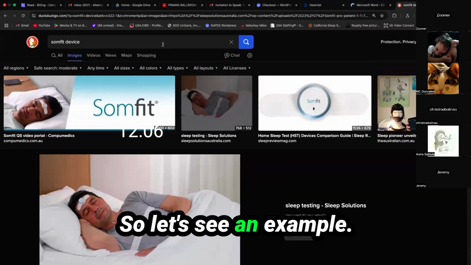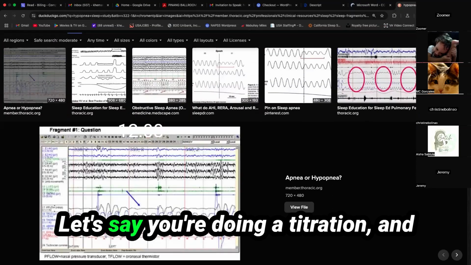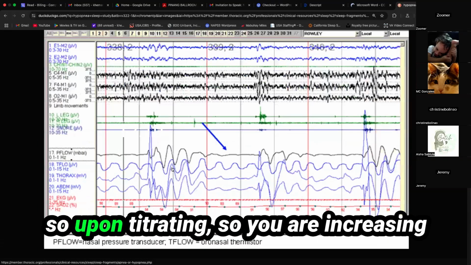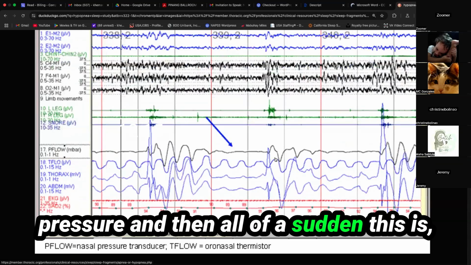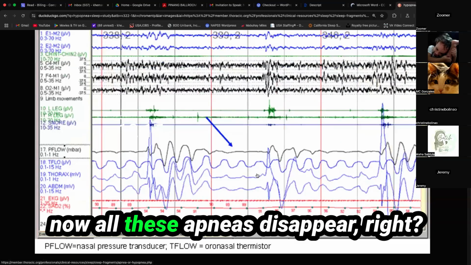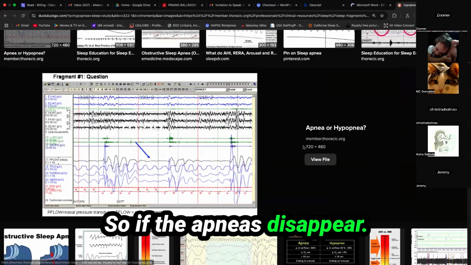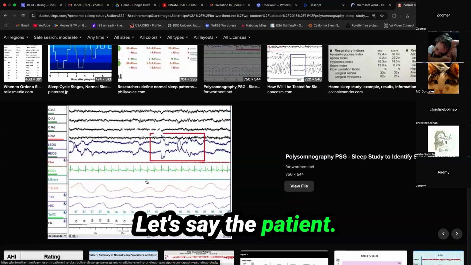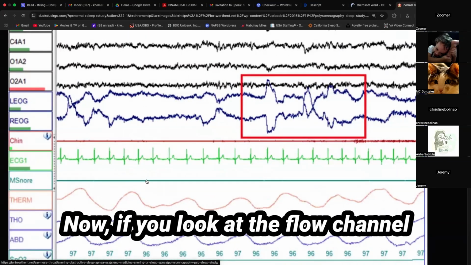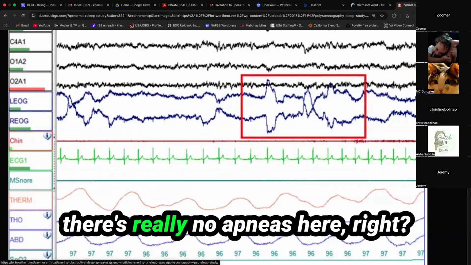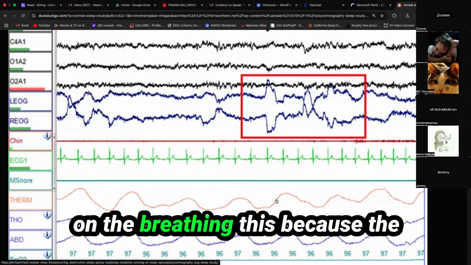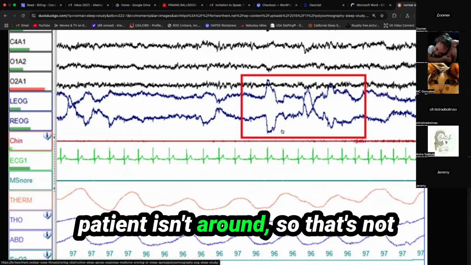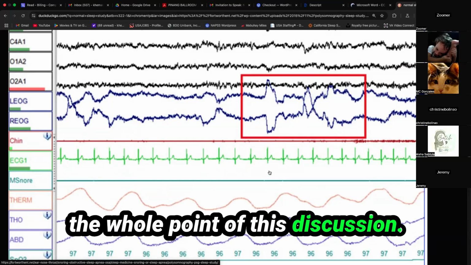So let's see an example. Let's say you're doing a titration, so you're increasing pressure, and then all of a sudden all these apneas disappear, right? So if the apneas disappear, and you look at the flow channel, there's really no apneas here, right? Even though you have some irregularity in the breathing, this is because the patient is in REM. So that's not the whole point of this discussion.